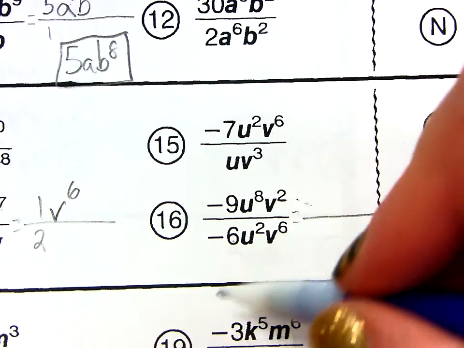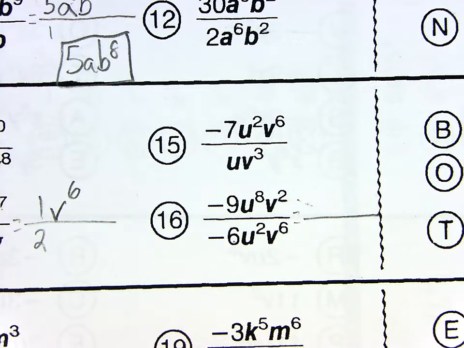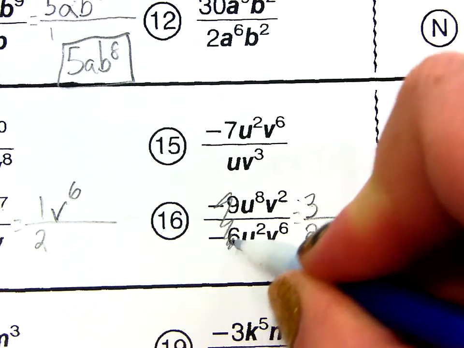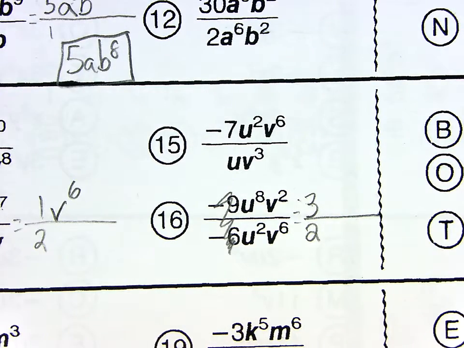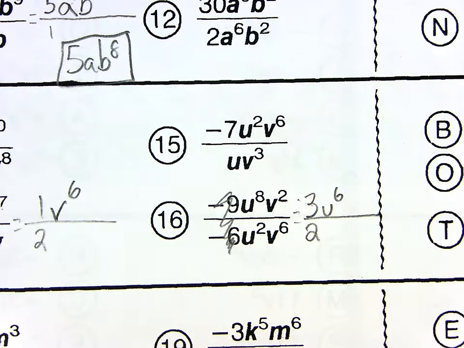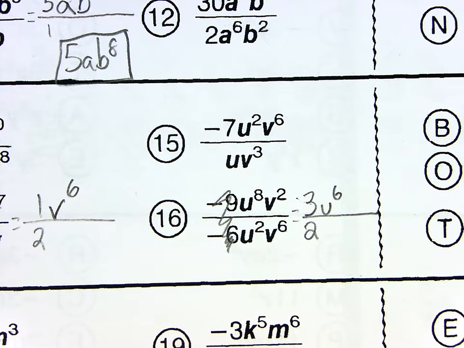Negative 9 over negative 6 would reduce to be 3 over 2. Positive 3/2. So the numbers are done. Sayonara, numbers. Use U to the 6. You got it. Are we getting better with these? Are you sure?